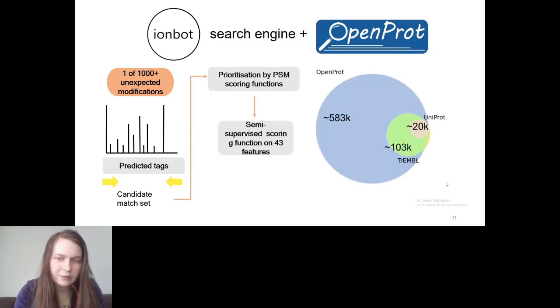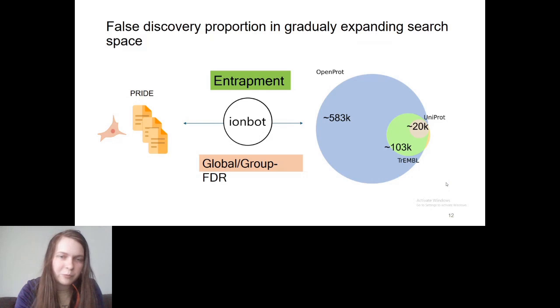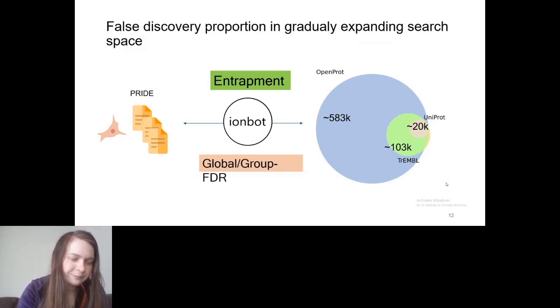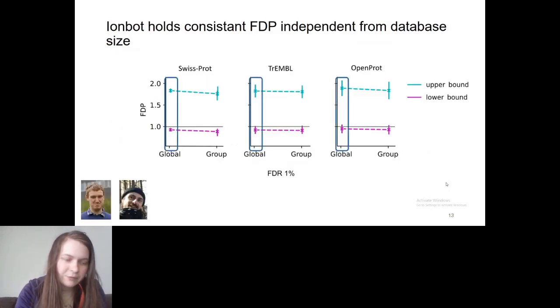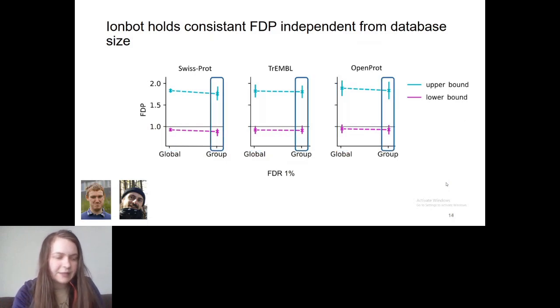We test IonBot on 3 databases of different size. The biggest one is OpenProt, the proteogenomics database with a comprehensive set of non-canonical proteins. So we ran IonBot on public datasets in an entrapment analysis to estimate the false discovery proportion for every scenario, and we compared global and group FDR. As a result, IonBot controls FDP under 2% despite the database size, with a slight advantage when we use group FDR.